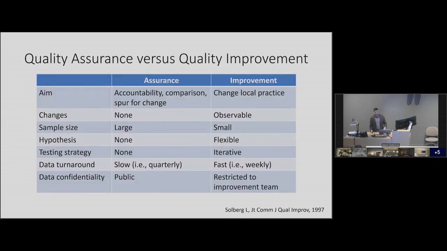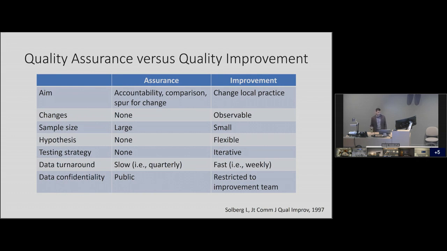And I think that point's made a little bit more explicit in this table, where you look at what the aim is. The aim of assurance is more accountability, comparison, see where we're not doing well, whereas improvement is you're actually testing something in a local practice. There are no changes with assurance, but there are changes when you're using an indicator for improvement. Assurance tends to have large sample sizes throughout a province, whereas improvement is going to be local. There's no hypothesis with assurance because there's no change, whereas there is with improvement, and that could be flexible because you're learning information as you go when you test your changes, which I'll explain later on in the talk.